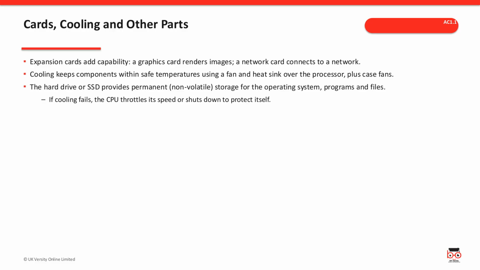Some parts add extra abilities or keep things running safely. Expansion cards slot in to give new powers, a graphics card to render images, or a network card to get online. Cooling keeps everything within safe temperatures, usually a fan and heat sink sitting on the processor, plus a few case fans moving air through. And of course the hard drive, or SSD, provides the permanent storage that survives a power off. If the cooling ever fails, the CPU will deliberately slow itself down or shut off completely rather than cook itself.